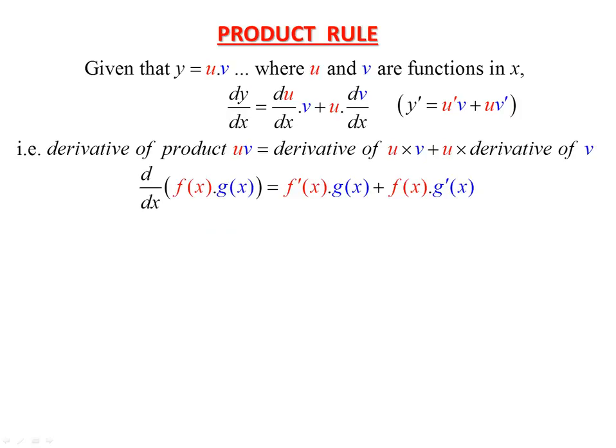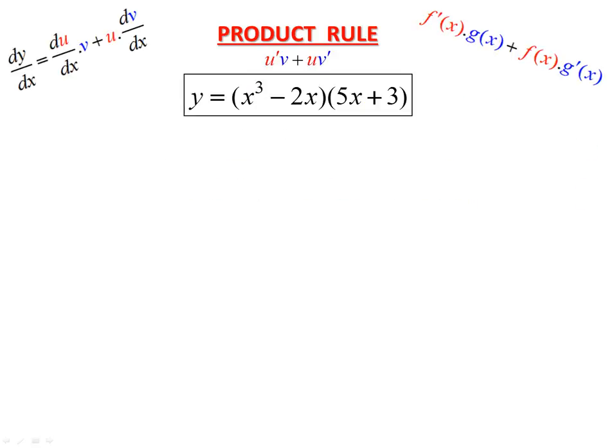Here it is in functional notation. The derivative with respect to x of f of x times g of x equals f prime of x, the derivative of f of x, times g of x, plus f of x times g prime of x, the derivative of g of x.